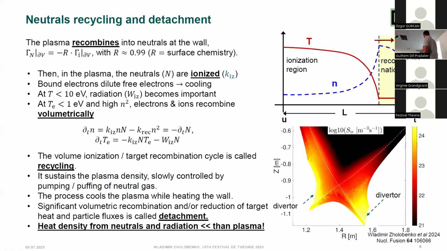Then when they go back into the plasma, they are ionized by the electrons in the plasma. This takes the kinetic energy from the free electrons to overcome the binding energy. So this cools the electrons, putting the bound electrons into the plasma. It's dilution cooling. Then below essentially binding energy, we get multi-step processes. So before an atom is ionized, it's first excited, then it can emit radiation, etc. So we get additional cooling due to radiation. And below 1 electron volt and at high densities, electrons and ions can recombine volumetrically into neutral gas. And this is shown by these rate equations.